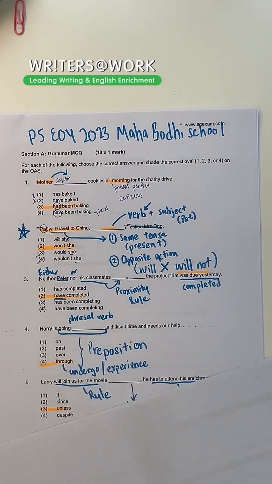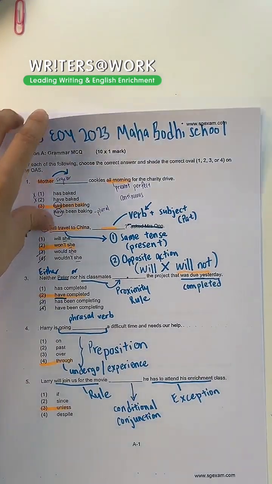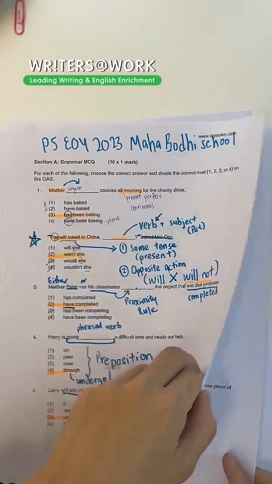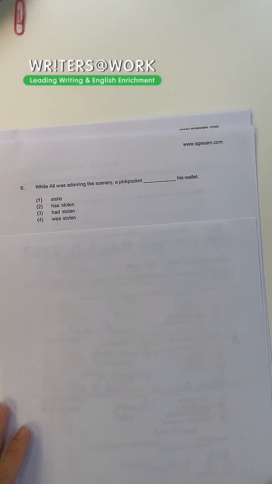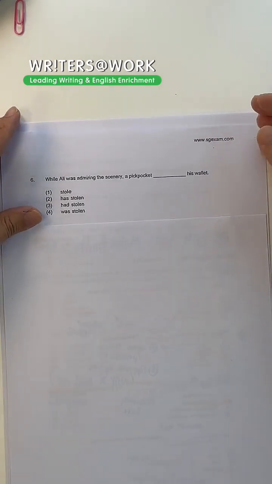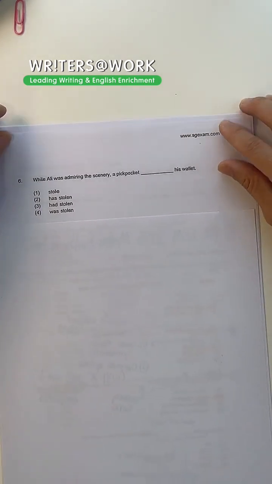Okay, on to questions 6 to 10. Questions 6 to 10 are slightly more difficult, but let's see how to answer them. Question 6: "While Ali was admiring the scenery, a pickpocket blank his wallet."